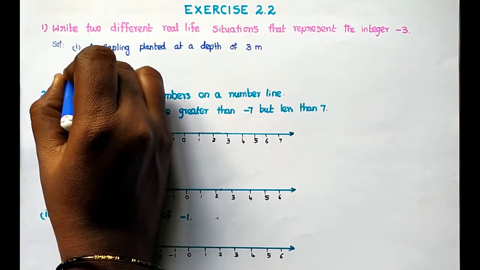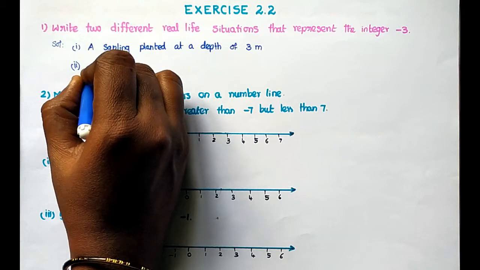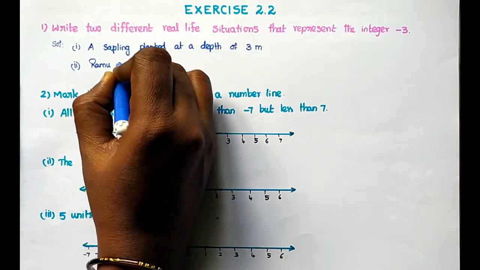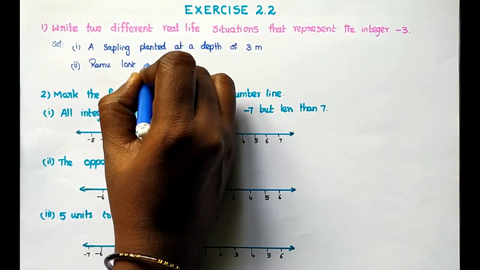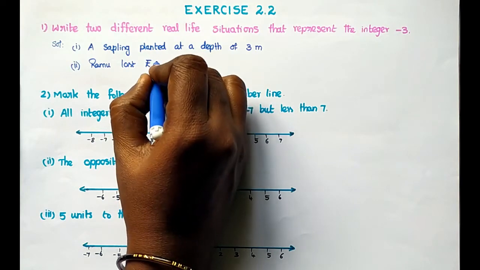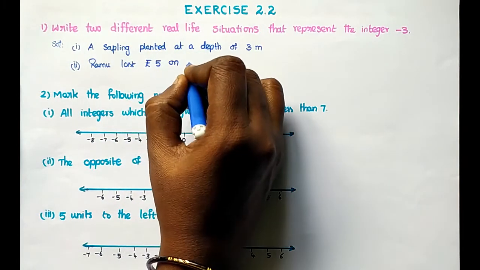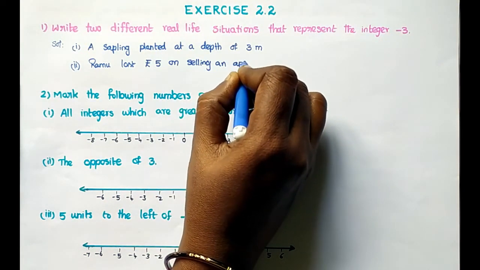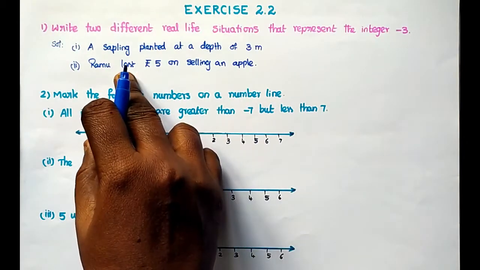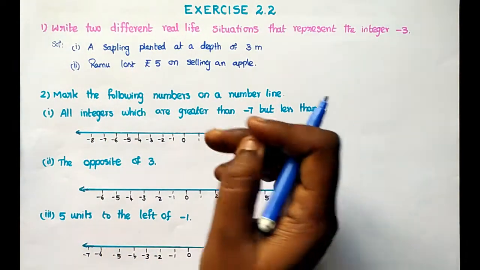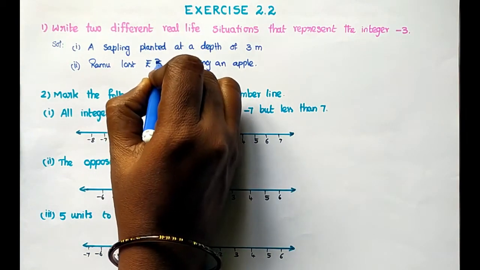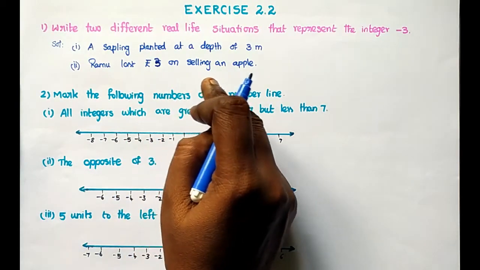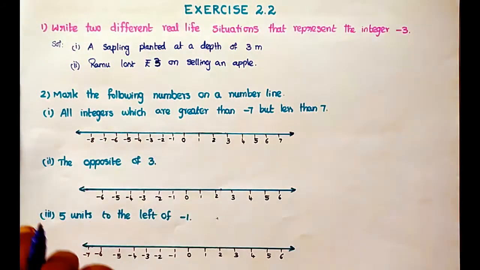And the next one, Ramu lost rupees 5 on selling an apple. So lost means that is also negative integers. So sorry, rupees 3. They ask minus 3 only, no? So rupees 3 on selling an apple. Next one.